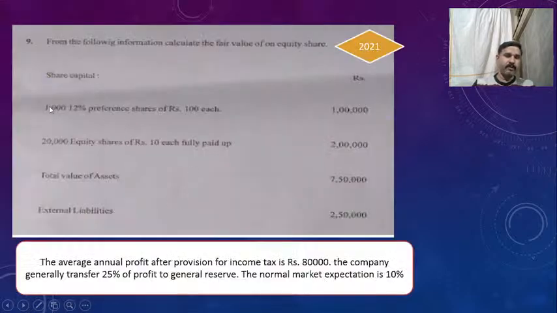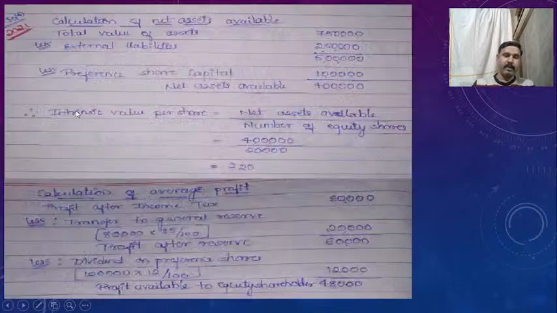So this point is very important. This we have to consider in the yield method, where the profit is given, average profit is given, there you have to minus this dividend also. Then you will come to know the profit available to equity shareholders amount.